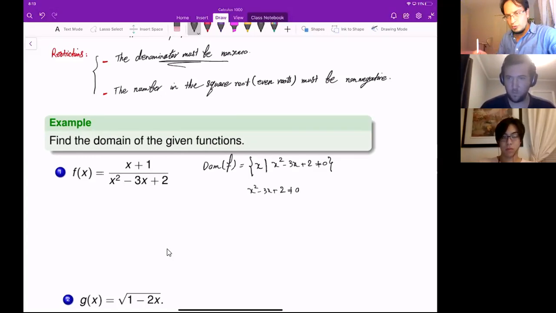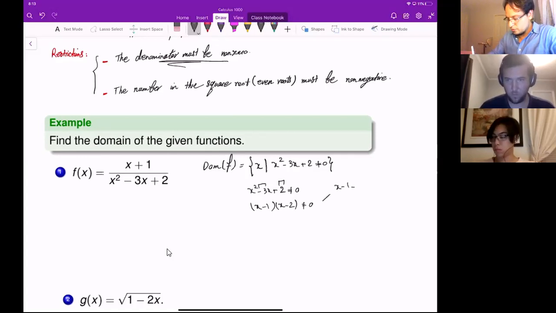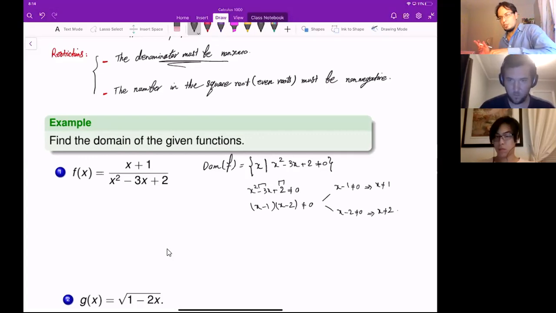So you do the work you do for the equality here and solve this one, meaning that, okay, I can factor this. I'm looking for two numbers adding to -3 that multiply to give 2. This will be -1 and -2. From there, you get x minus 1 not equal to 0, x minus 2 not equal to 0. From here, you get x not equal to 1. From here, you get x not equal to 2. So the domain is all x's but these two numbers.